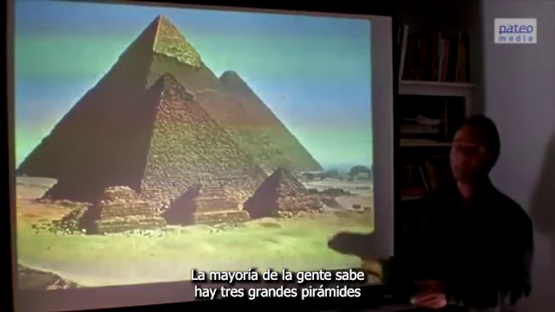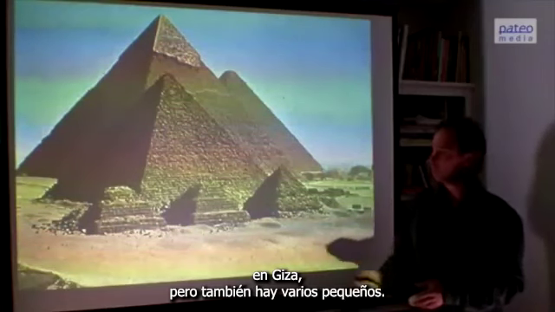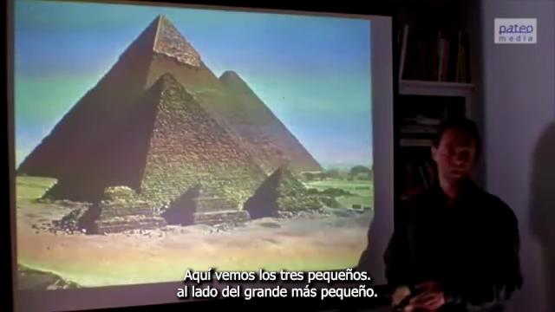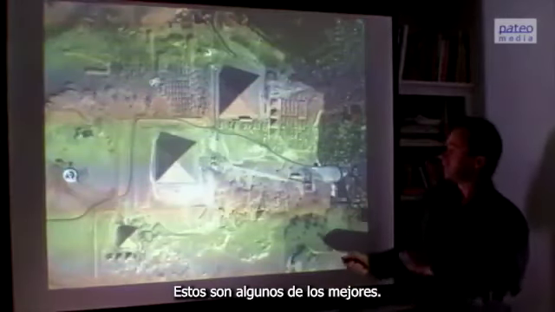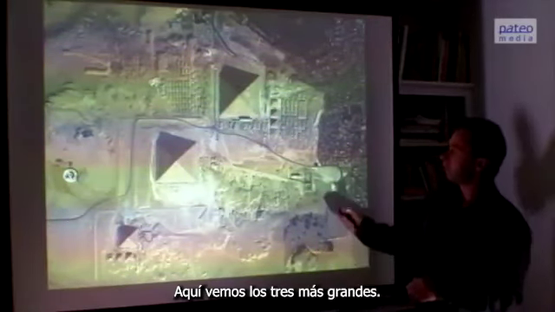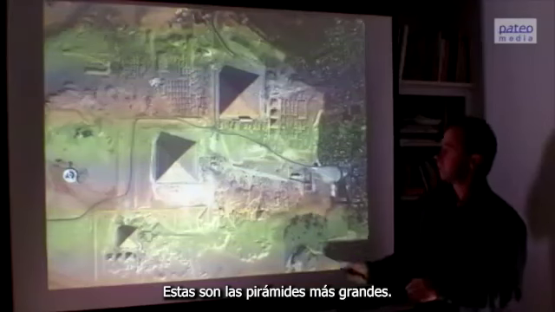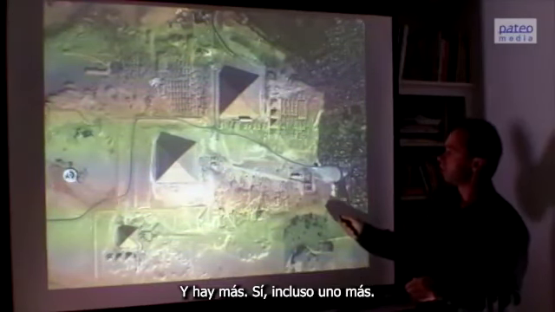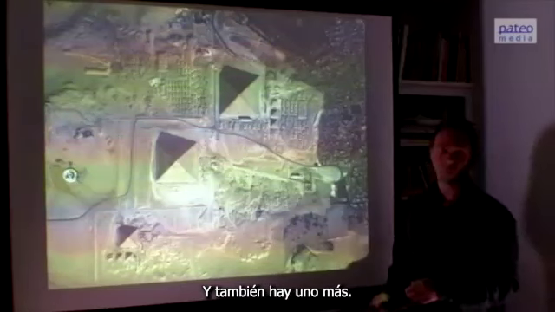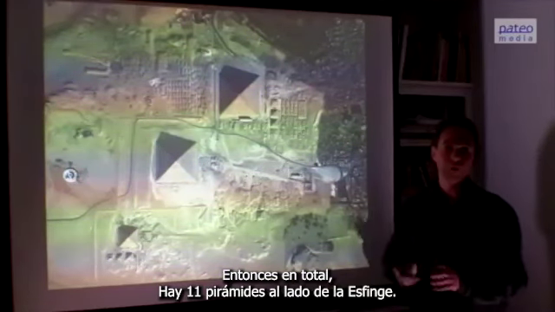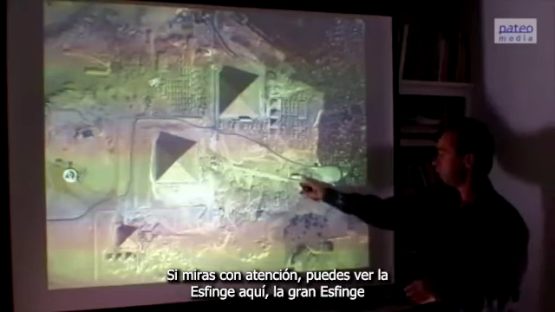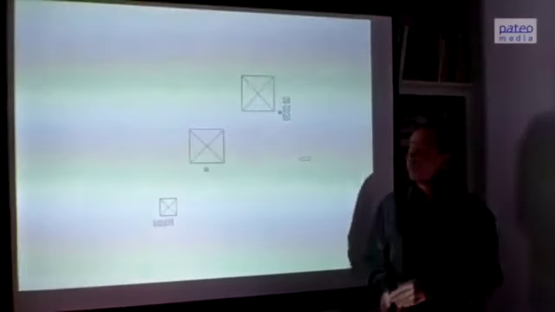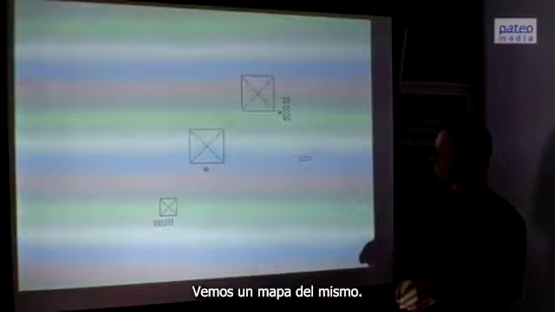Most people know there are 3 big pyramids in Giza, but there are also a number of small ones. Here we see the 3 small ones next to the smallest big one. This is a top view. Here we see the 3 bigger ones. This is the biggest pyramid. Here we see 3 small ones, and here we see another 3 small ones, and there are more. Here's even one more, and also there's one more. So in total there are 11 pyramids next to the Sphinx. If you look carefully, you can see the Sphinx here, the Great Sphinx. Here we see a map of it.